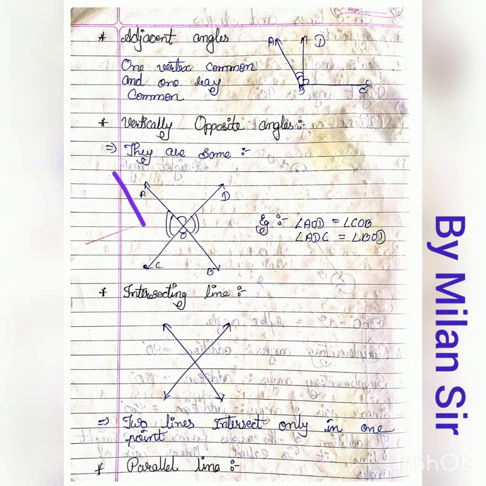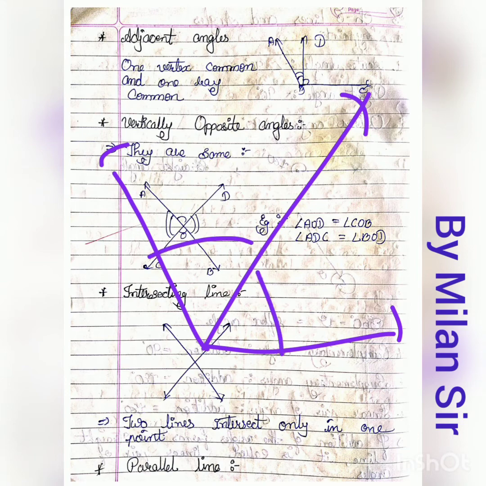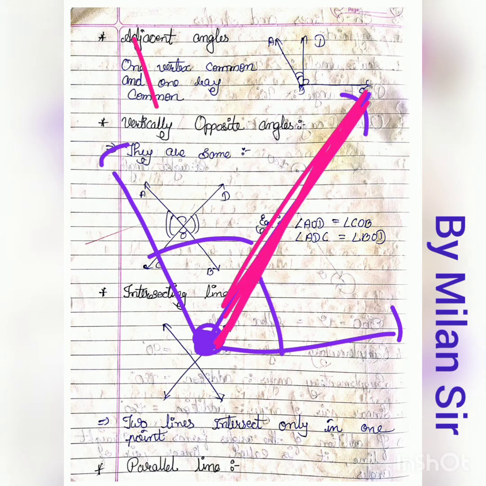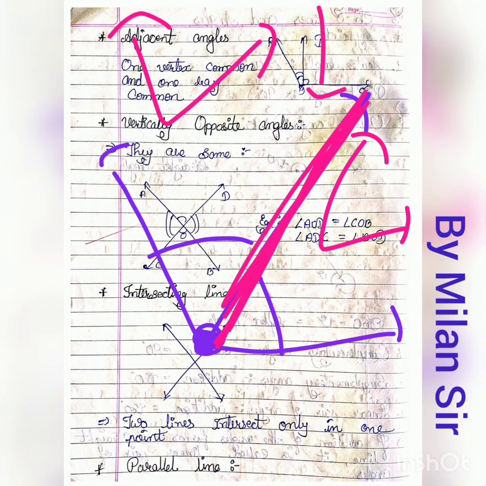Here, first of all, we draw one example. These two are adjacent angles. First of all, one vertex is common, that means this one. After that, one ray is common. This is the common ray, right? Because this ray is in both the angles. So one vertex common, one ray common.